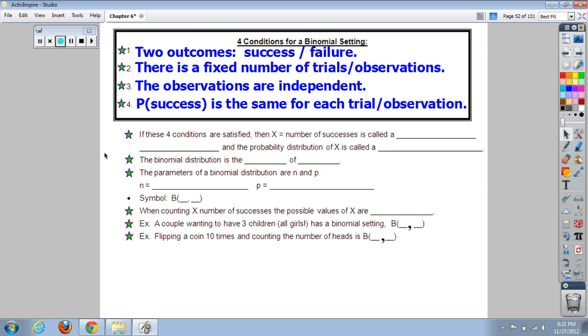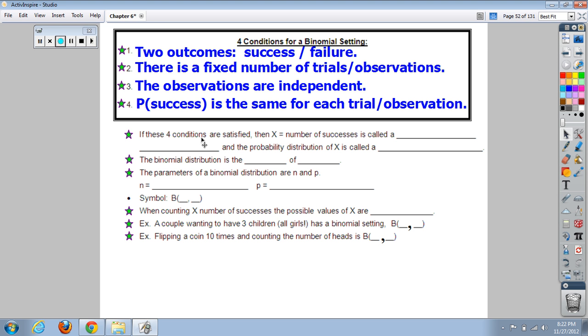Not all binomial situations, though, involve a 50% success and a 50% failure, and we will look at an example in the notes here. So again, these four conditions you absolutely must have memorized. And if any one of these conditions is not met, then it is not a binomial distribution type problem.